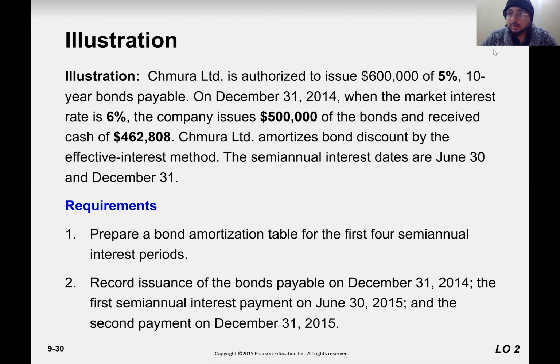Okay, welcome back after the breakout room activity, and let's talk about the answer here. So, Chimora Limited is authorized to issue 600,000.